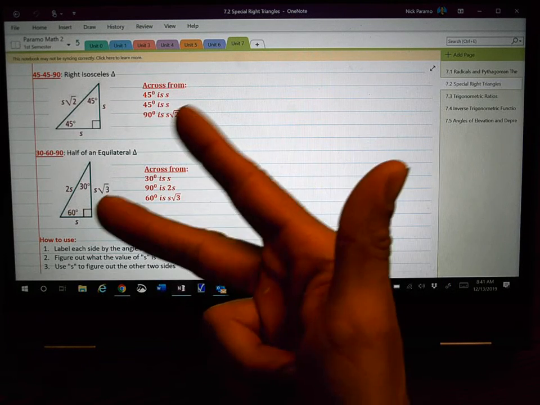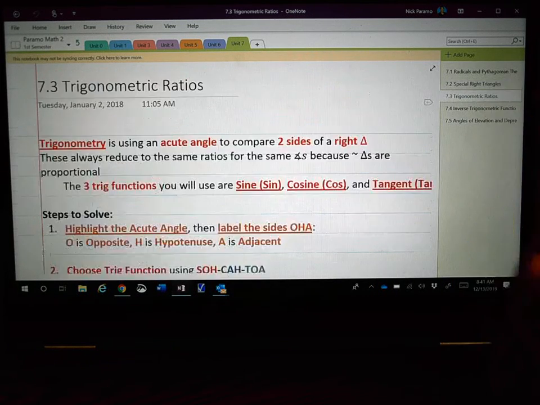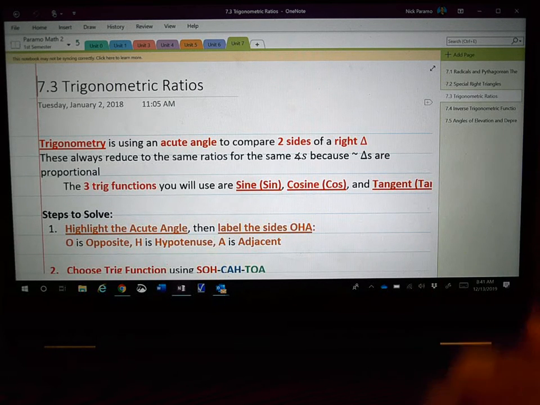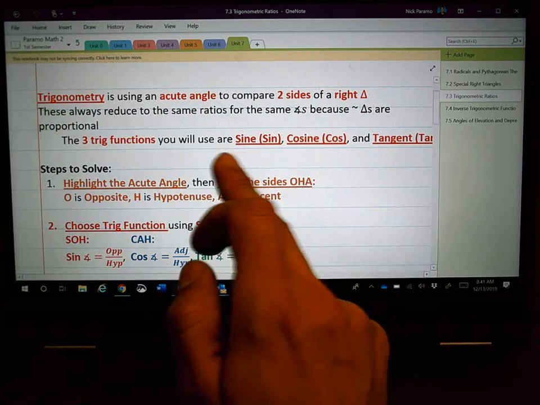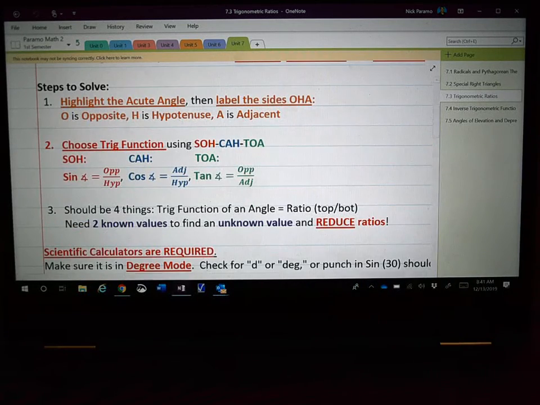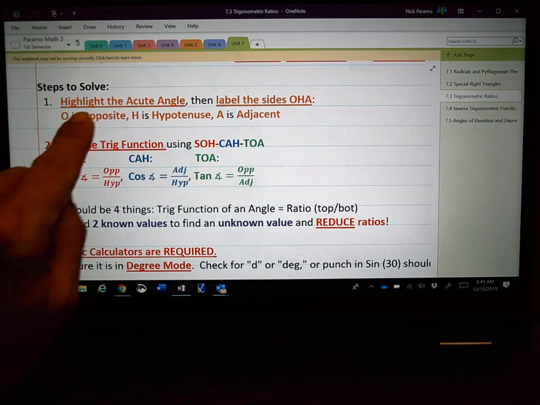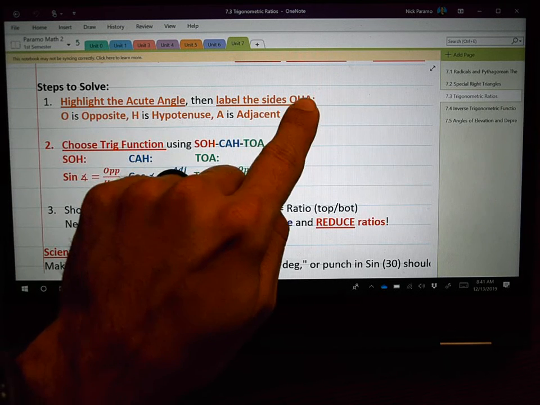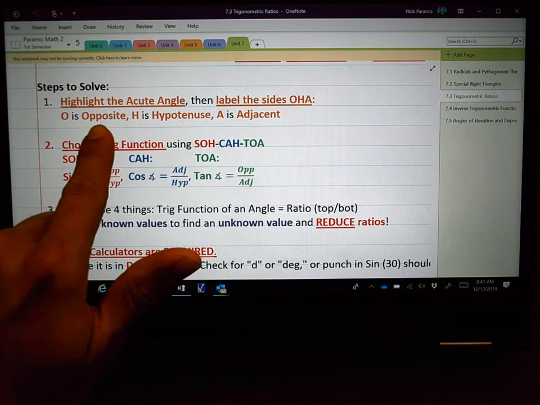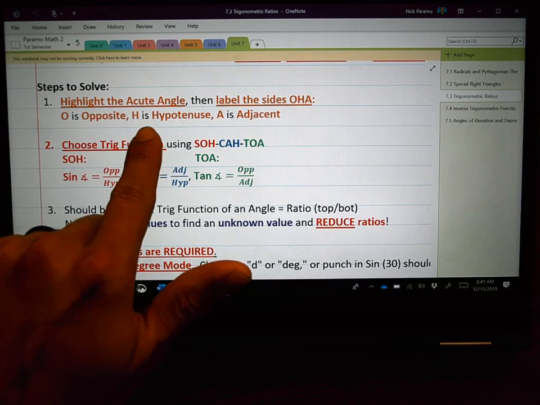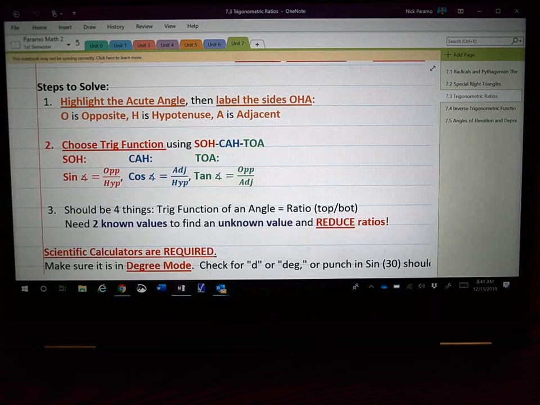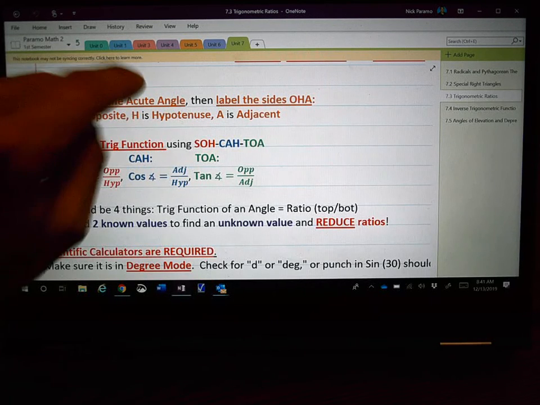Section 2, Special Right Triangles. Section 3 was on SOHCAHTOA and whether you knew how to use sine, cosine, and tangent. I tried to break this down into 2 steps. First was, what's your angle? Label it O, H, and A. O stood for the opposite. H stood for your hypotenuse. A stood for your adjacent. So, what was your angle?